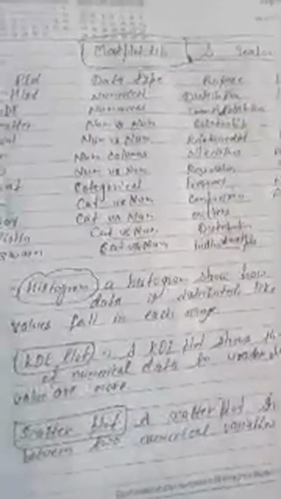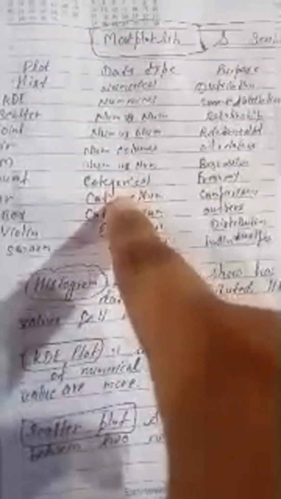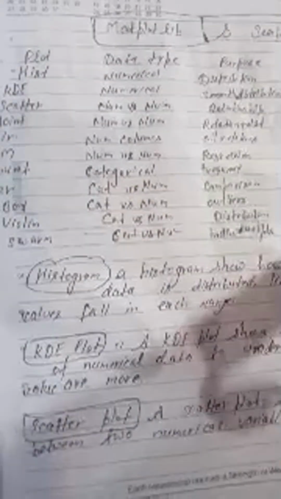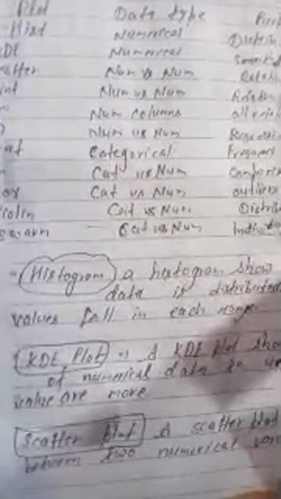Bar plot is for comparing. Bar plot is for categorical versus numerical. If you want to compare something, then you can go with the bar plot, like average salary per... we will discuss it later.